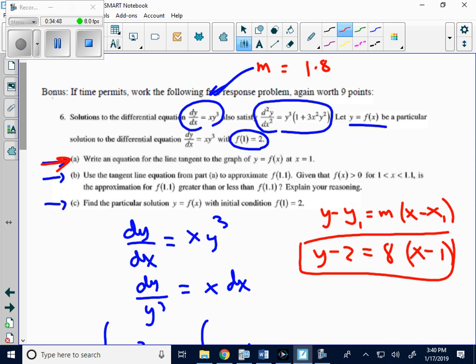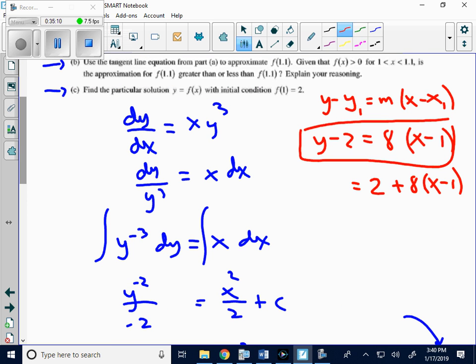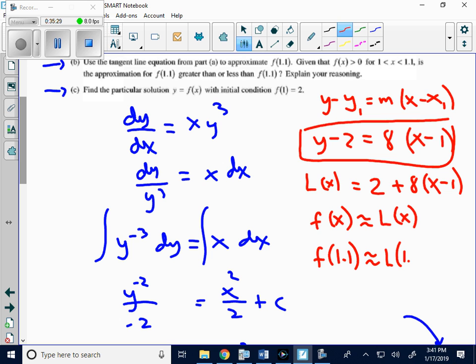Use the tangent line in part A to approximate. Okay, so we know that y, this now is the tangent line. y is 2 plus 8 times x minus 1. If I call that L, that's the tangent line. So maybe L of x, how about that? And f of x is about the same as L of x. So we're supposed to figure out an approximation for f of 1.1. That's going to be L of 1.1. And that's going to be, just put 1.1 into the L equation. So we get 2 plus 8 times 0.1, 2.8.